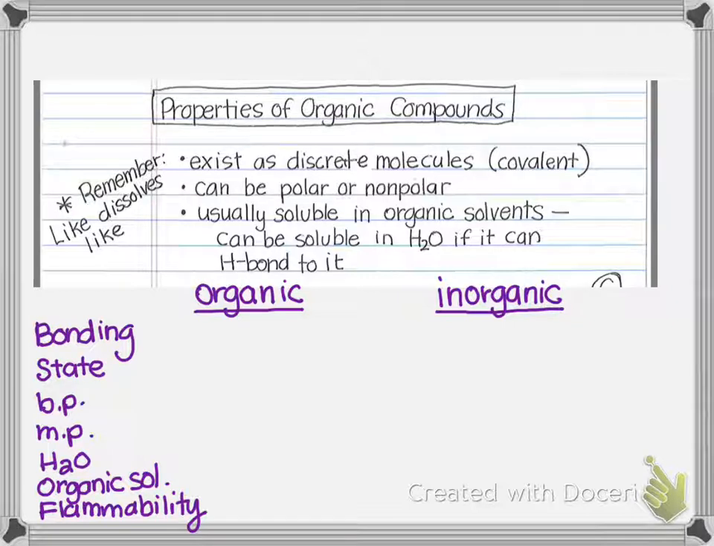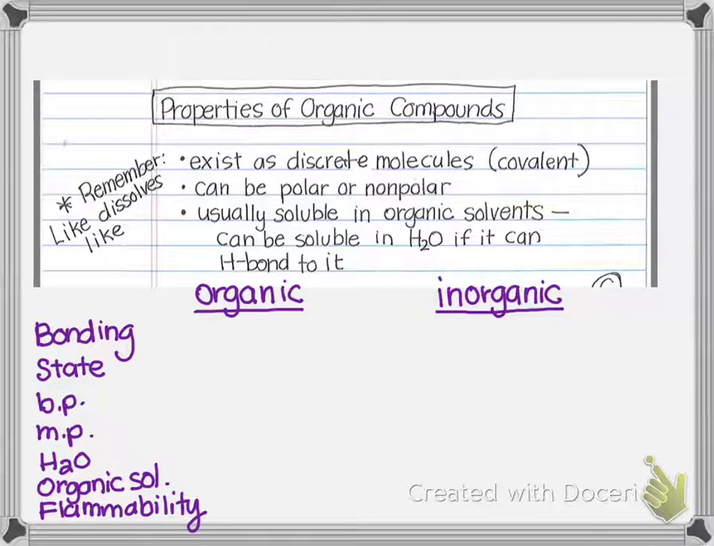Organic compounds are composed of nonmetals, primarily carbons and hydrogens, and because of that, they have covalent bonds. Their properties would differ a great deal from something that had ionic bonds, which tend to be inorganic compounds. There's a few things that we can generalize about the properties of organic compounds and compare them to inorganic.